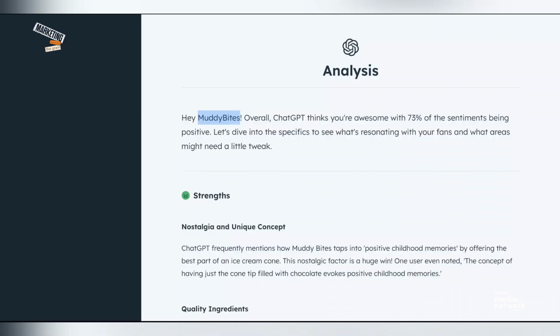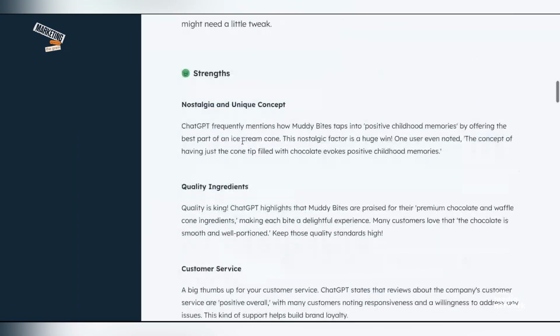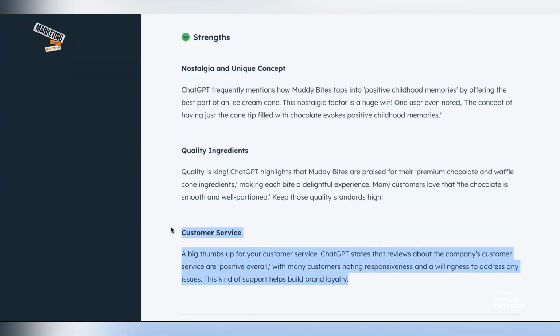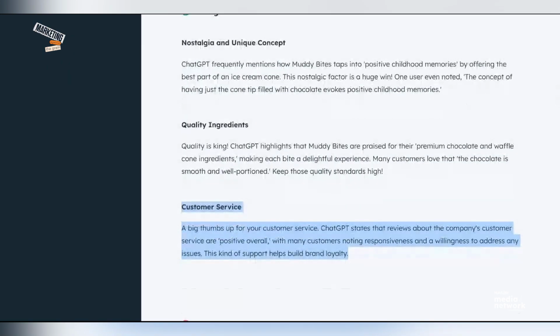And so the thing you mentioned there is nostalgia. It gets nostalgia really well. It calls that a strength, calls quality ingredients a strength, calls customer service a strength. I really just think we should live in an age where every brand thinks of customer service as a strength, and anytime it's a weakness, that's the thing you actually orient towards.